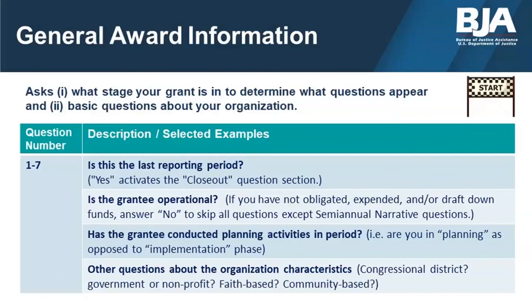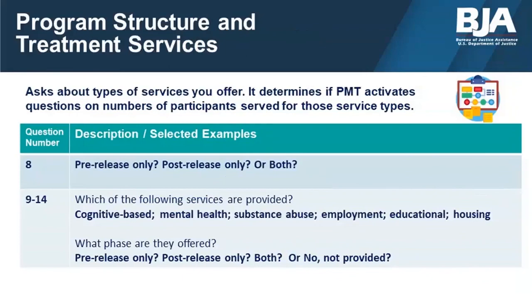The General Award Information section helps track what stage your grant is in and affects what you have to answer later. If you say yes to, "Is this your last reporting period?" the system activates closeout questions that you only have to answer at the end of your grant. Or, "Is the grantee operational?" If you have not obligated, expended, or drawn down funds, answer no to skip all questions, except for open-ended semi-annual narrative questions each January and July.